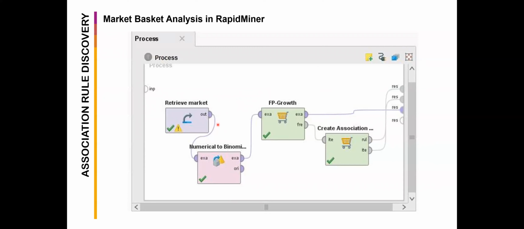So we get the data set, we convert it from numerical to binomial, which is the binary representation. We then run it on an algorithm that creates the rules, which creates the frequent item sets first, and then from the frequent item sets we come up with the rules. Okay, so what does frequent item sets mean?